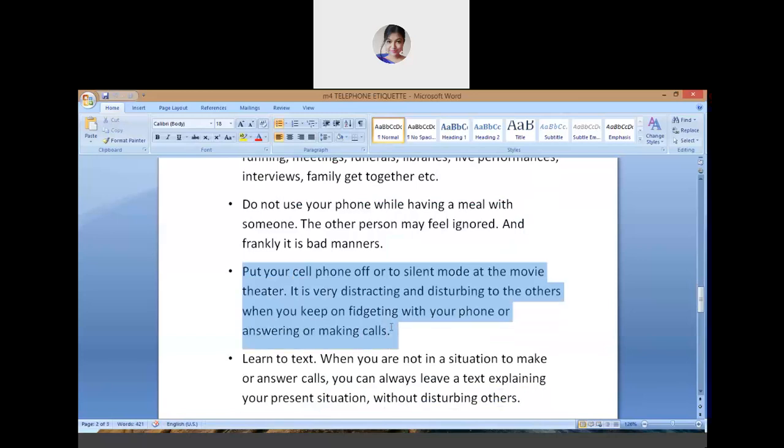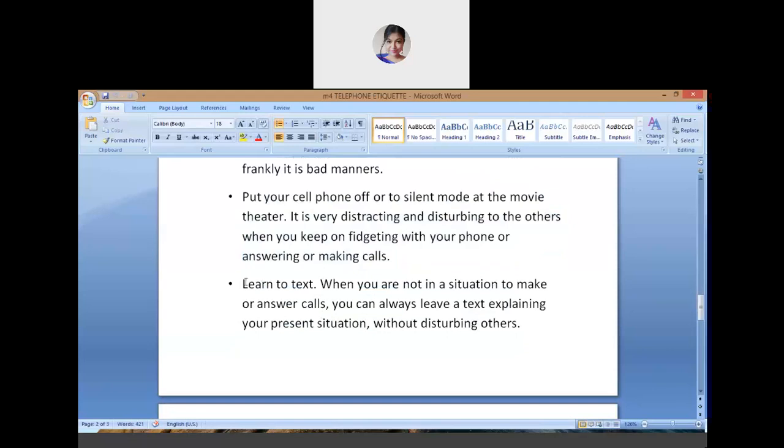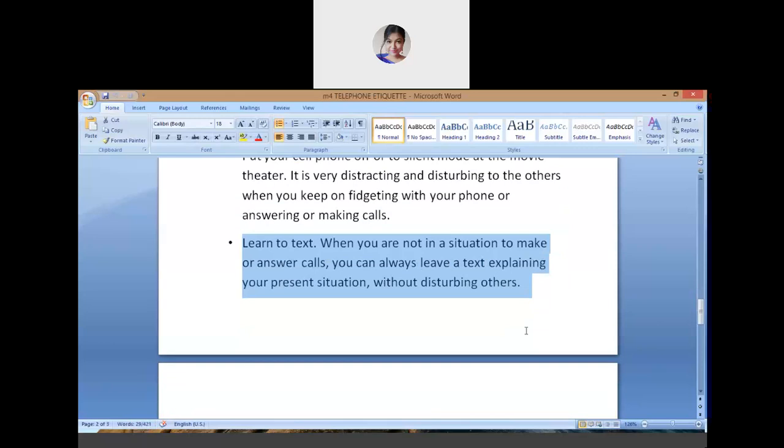Put your cell phone off or to silent mode at the movie theater. Now, this is something very important. At the movie theater, you must turn off your phone, or at least turn on the silent mode. Learn to text. Whenever somebody calls you, and you are in a place where you cannot receive the call, in that particular situation you can text. So learning to text would help you to respond to someone in a place where you cannot take the call. So you can just say that currently I'm busy, I'll call you back after some time. Okay.